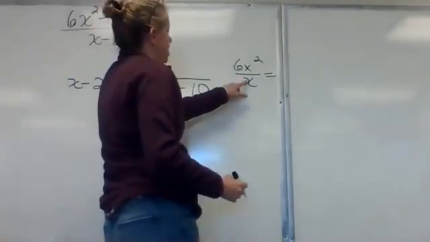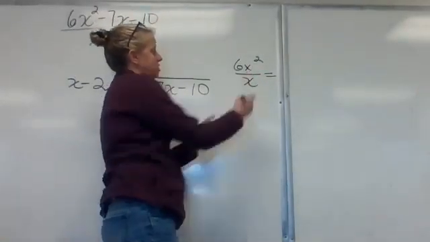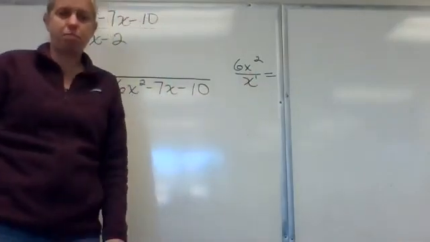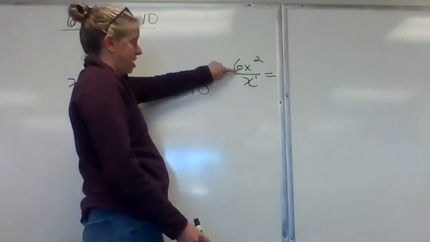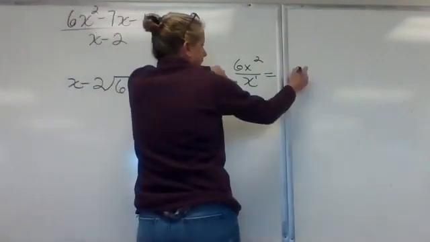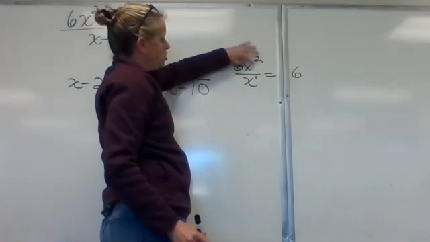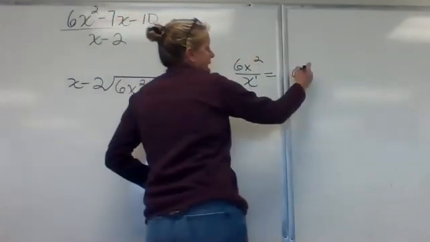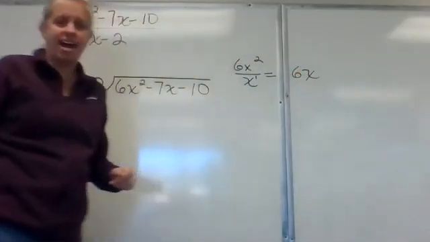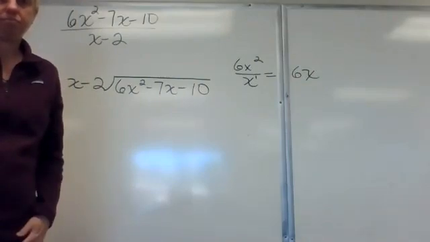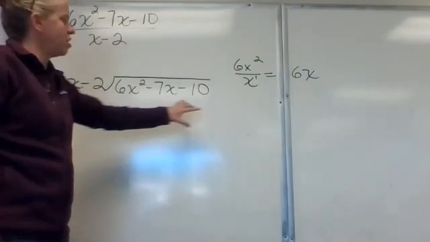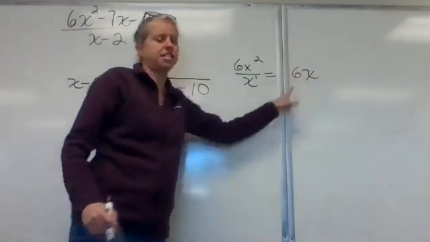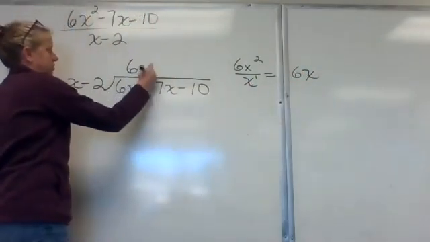So let's see. If I divide this by x, remember, if I subtract those exponents, what am I going to be left with? I'm still going to have the 6, right? There's nothing to divide the 6 by. If I had x squared, but I divided it by x, I am left with just the x. So this 6x is what comes right here.